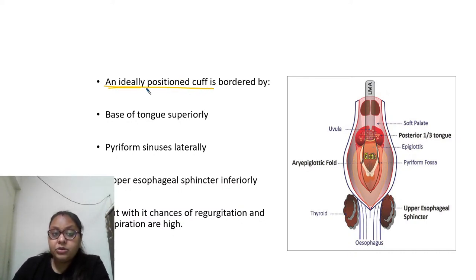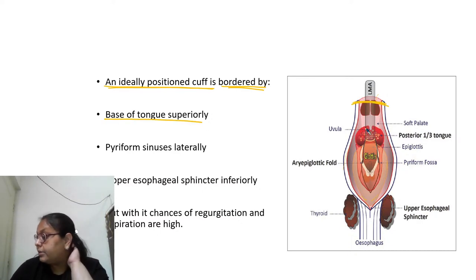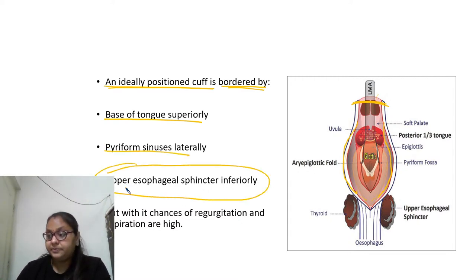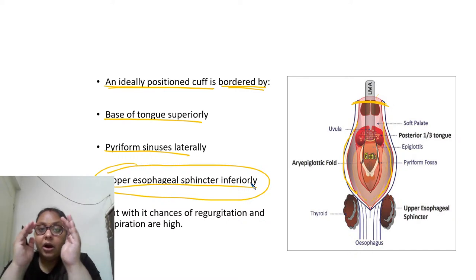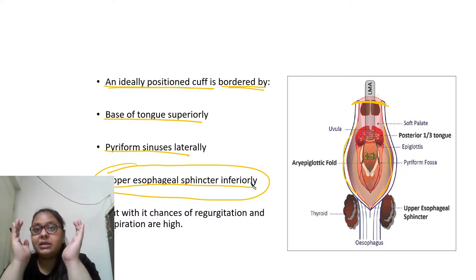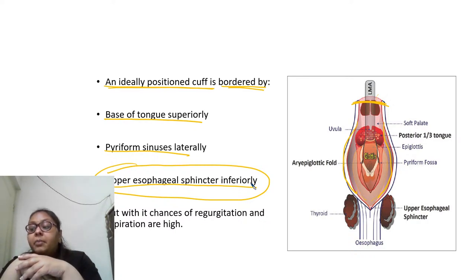Now, the ideally positioned cuff of the LMA is forming a seal around the hypopharynx, okay. The ideally positioned cuff is bordered by the base of the tongue superiorly, laterally by the piriform sinuses, and the upper esophageal sphincter inferiorly. So this is how it forms a seal in the hypopharynx.